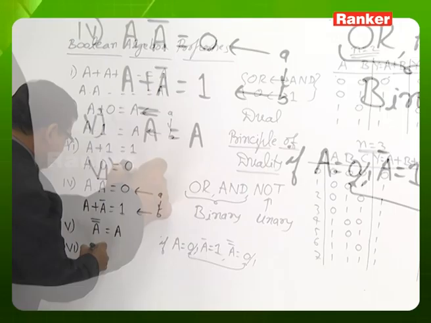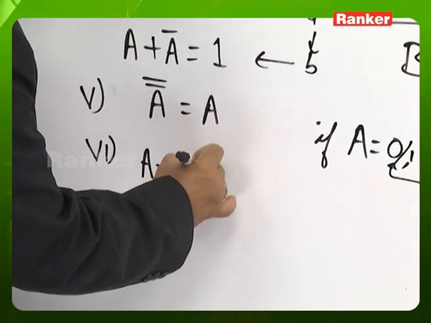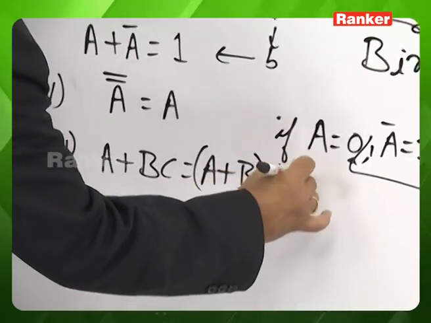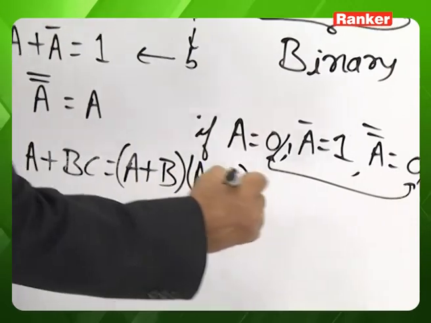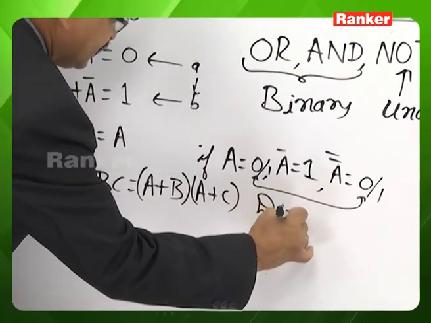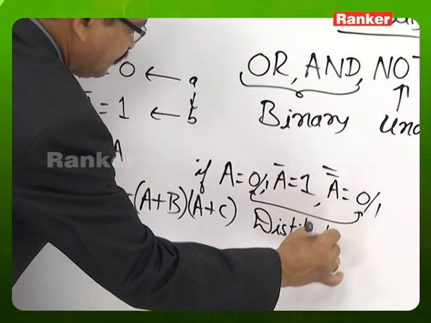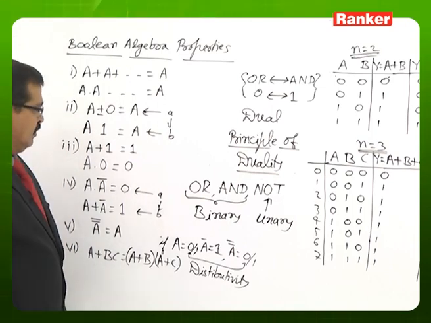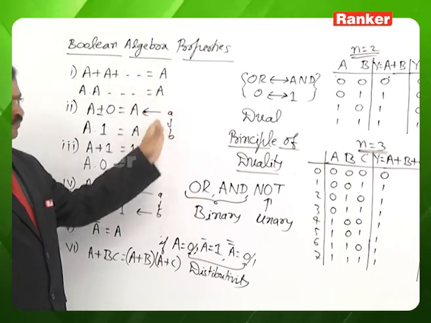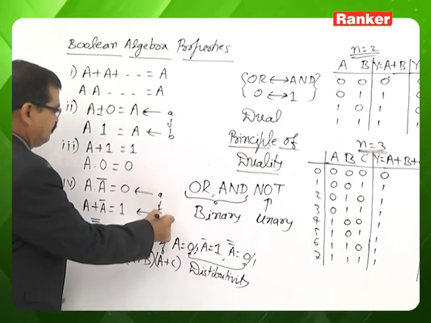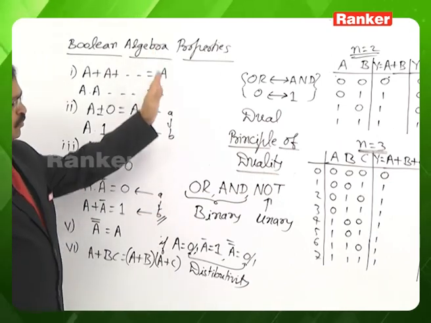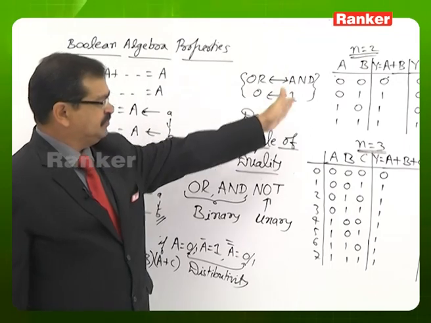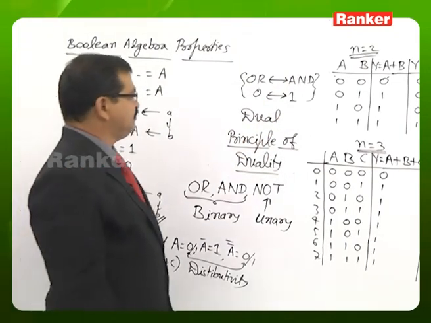The next property we can list as A OR with BC is equal to A OR B AND with A OR with C. The name of this property is distributivity. What are the properties we listed until now, these 4? We have the proof for all these properties while looking at these truth tables. We can verify easily.